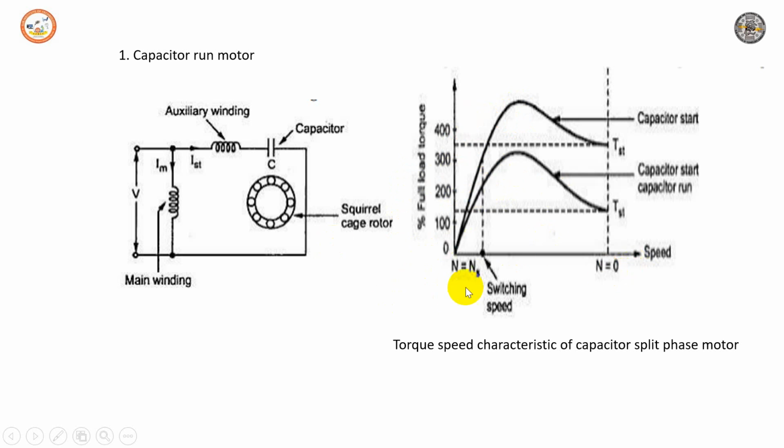The applications of this kind of capacitor start and capacitor start, capacitor run induction motor, which has a very high starting torque, are hard starting loads. These are like compressors, conveyors, grinders, fans, blowers, refrigerators, air conditioners. These are more commonly used motors, and they are available up to 6 kilowatts. So the induction motor using a capacitor start, capacitor run can be used up to 6 kilowatts.